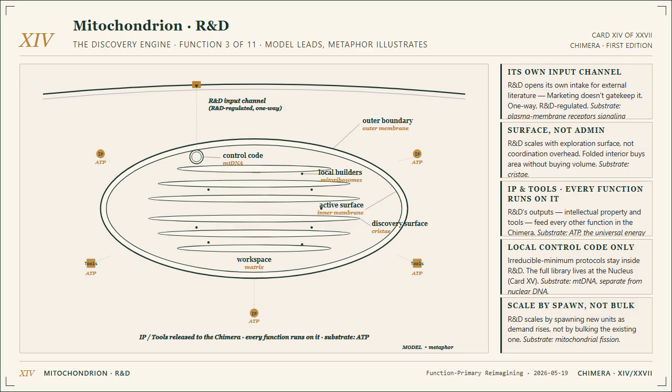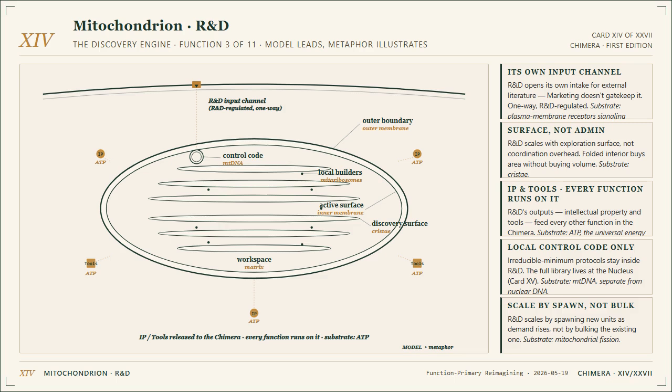Substrate, cristae. 3. IP and tools feed every function in the Chimera. Look at the amber token around the organelle. IP tools, released into the surrounding substrate. Every other function runs on what R&D produces, the same way every organelle in a cell runs on ATP. Discovery is the universal currency.